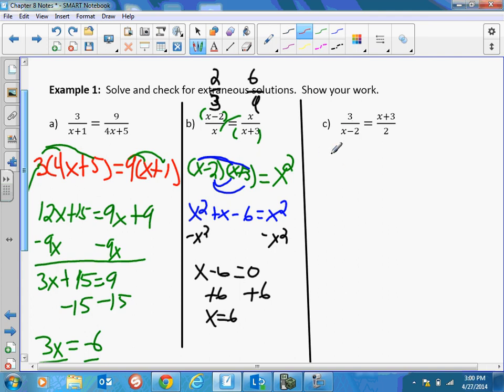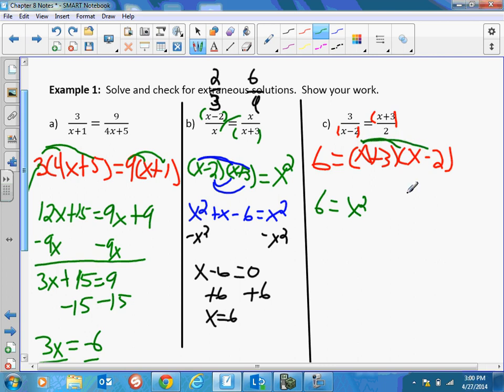This one you cross multiply, so 3 times 2 is 6. Then you cross multiply these, you got a FOIL, so you have x squared. Actually, let's write that out. So we got x plus 3 and x minus 2. If we FOIL that, we have 6 equals x squared. Negative 2x plus 3x is 1x. And 3 times negative 2 is negative 6.